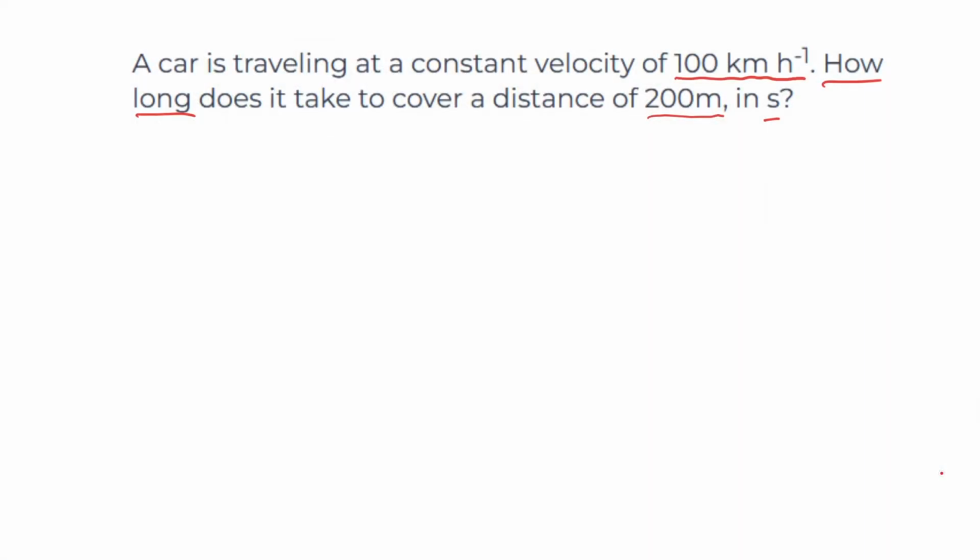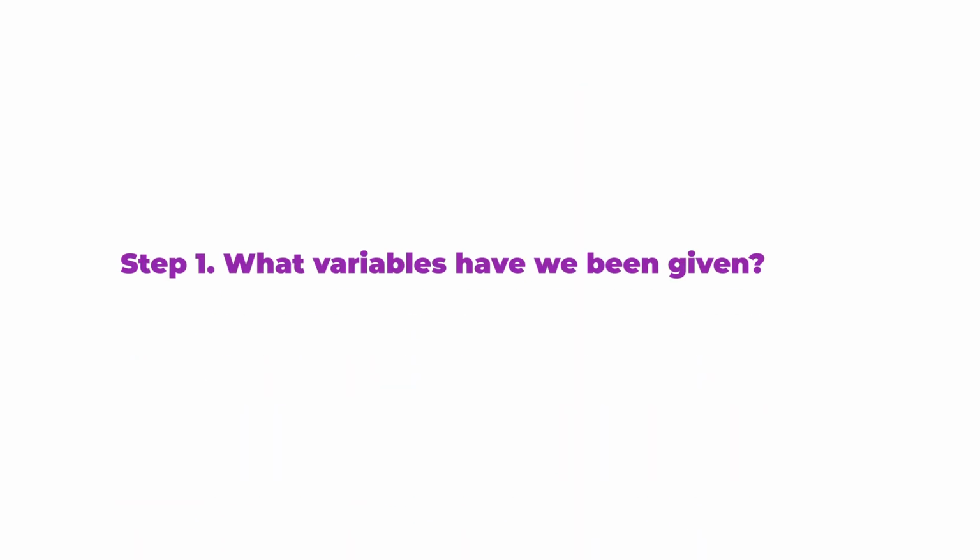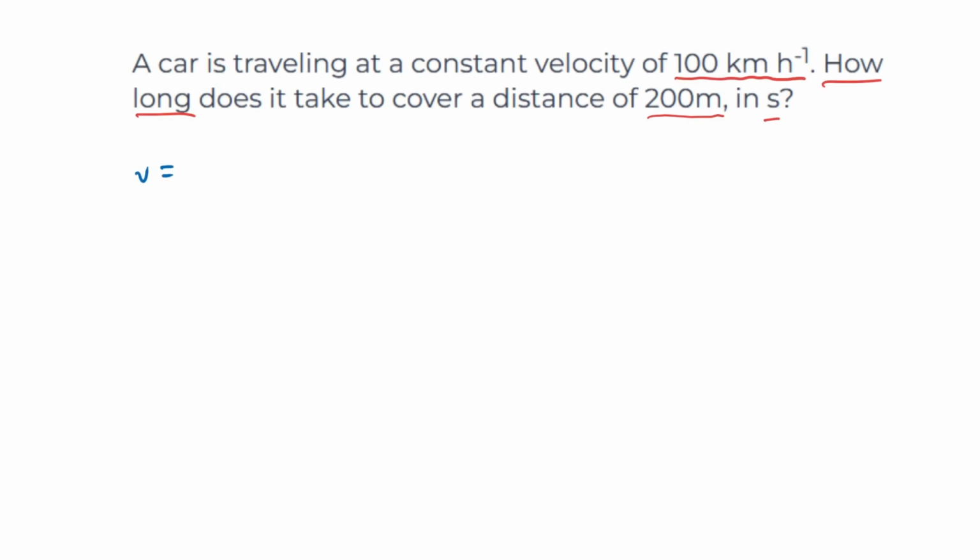Question 4. A car is traveling at a constant velocity of 100 kilometers per hour. How long does it take to cover a distance of 200 meters in seconds? Step 1. What are the variables that we have been given? We have been given velocity, or v, which is 100 kilometers per hour.